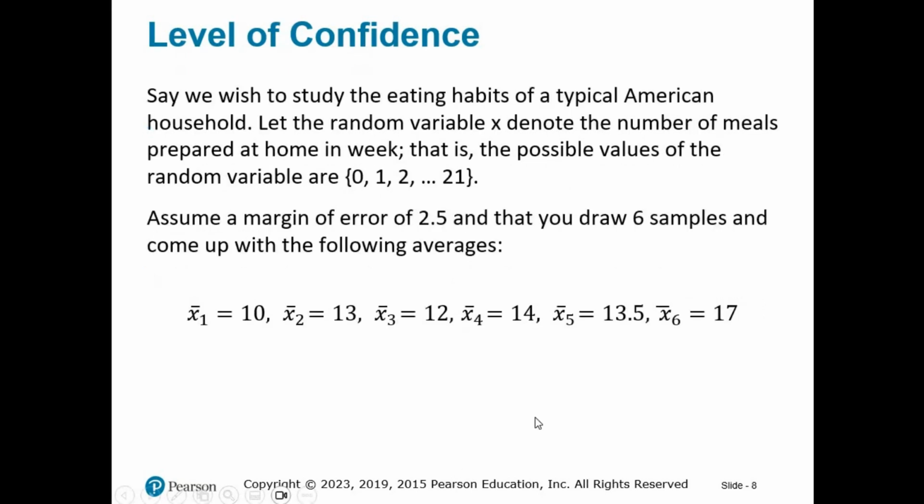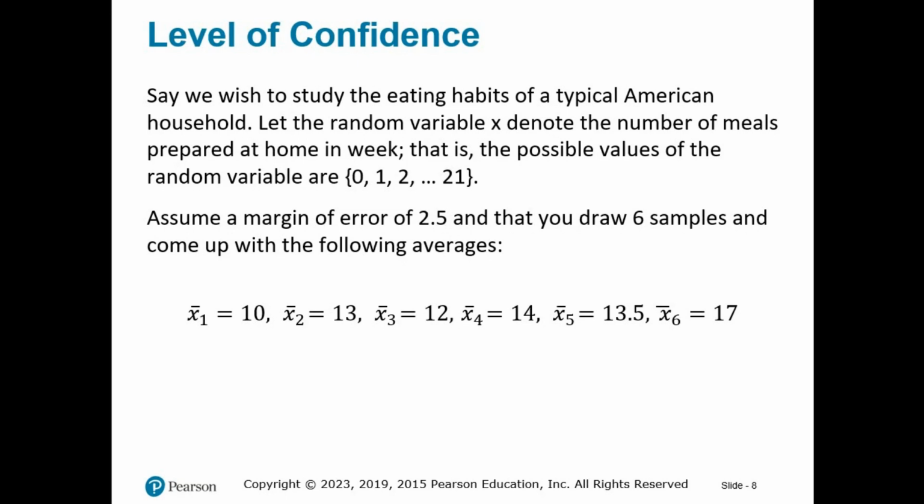Say we wish to study the eating habits of a typical American household. Let the random variable x denote the number of meals prepared at home in a week. That is, the possible values of the random variable are 0, 1, 2, etc. up to 21.